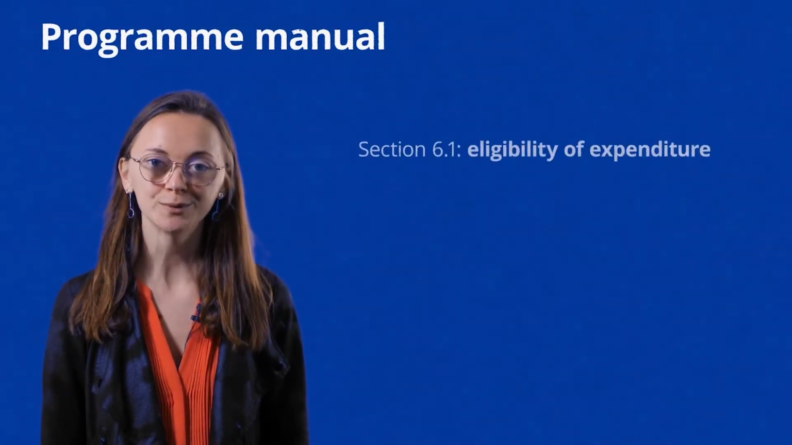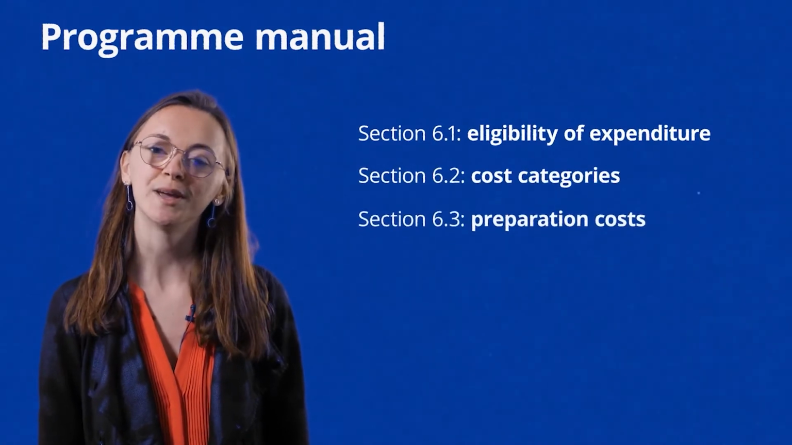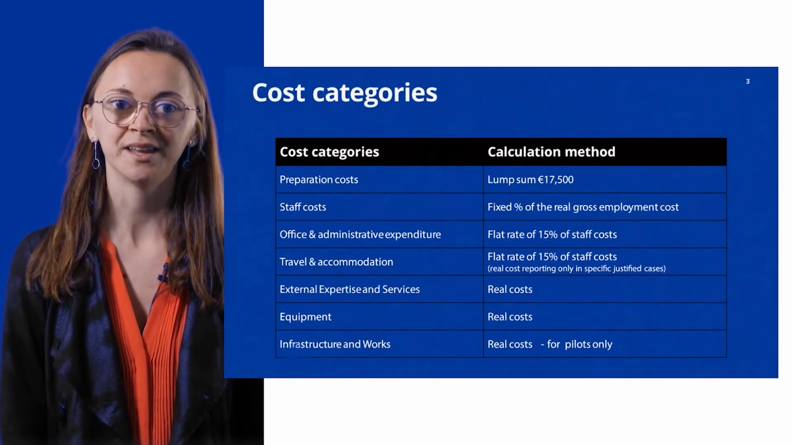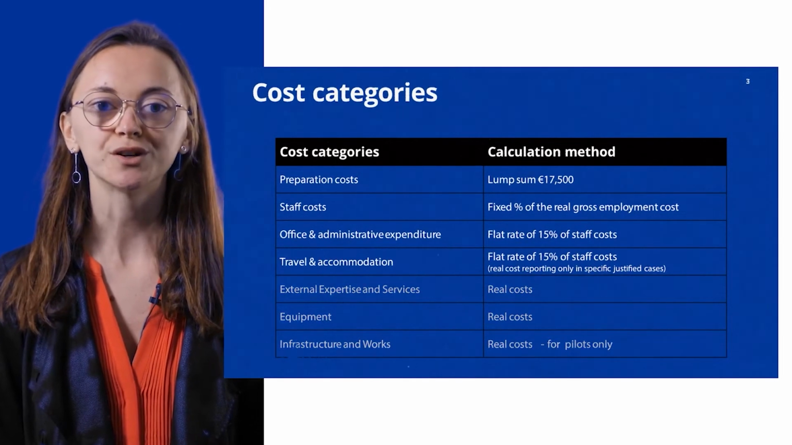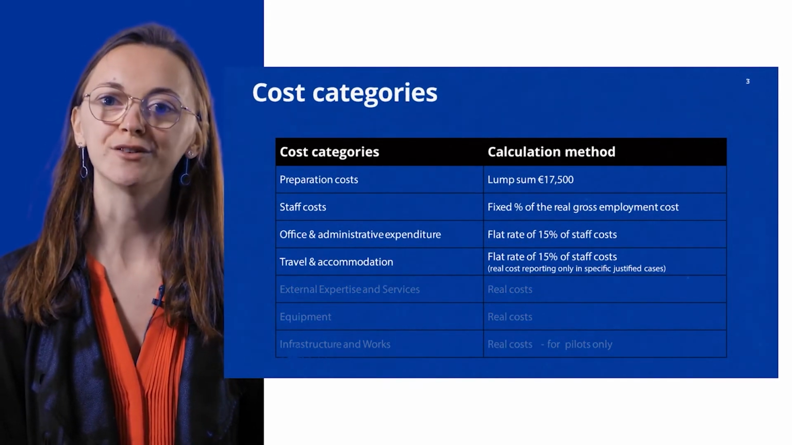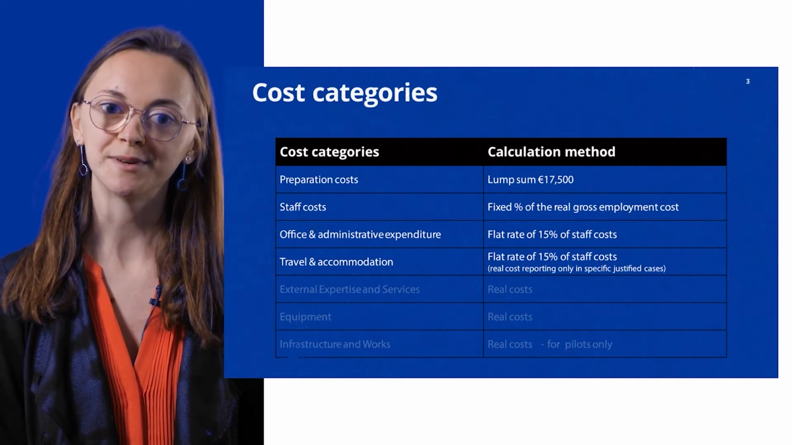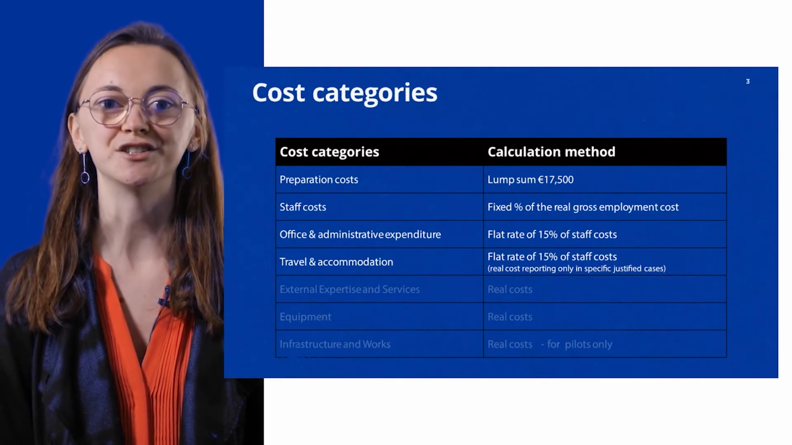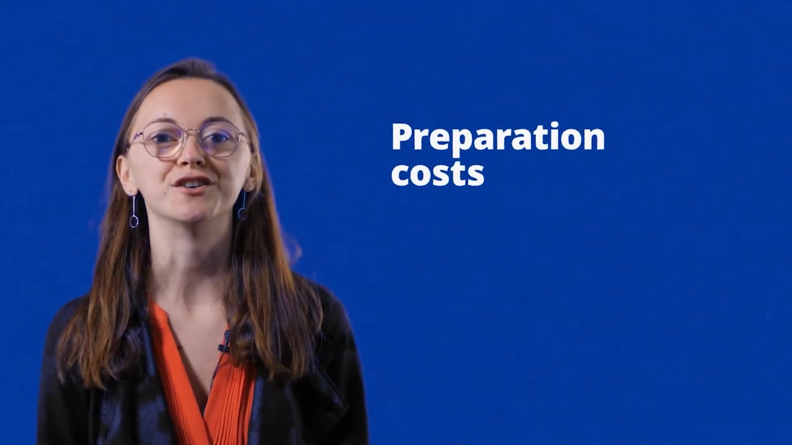Hello everyone, my name is Ségolène and I'm going to talk about the different cost categories available in your budget. So if you want to know more, you can have a look at our program manual, section 6.1, 6.2 and 6.3. So there are 6 different cost categories in addition to the lump sum of preparation costs in the Interreg Europe budget. In this first video, I will talk about preparation cost, staff cost, office and administrative expenditure, and travel and accommodation. So let's get started with preparation costs.